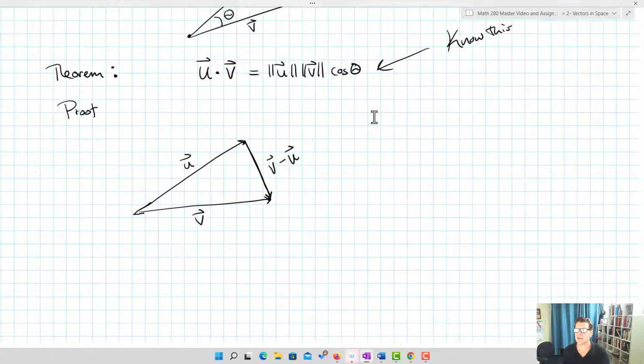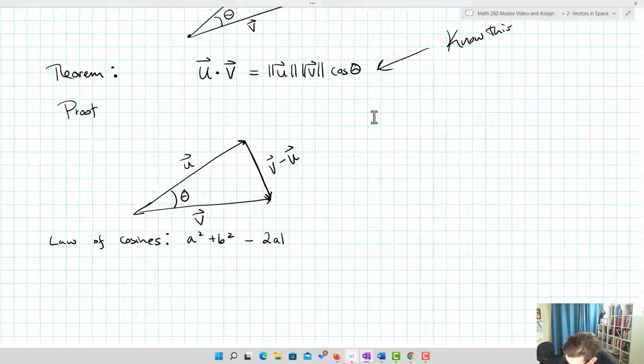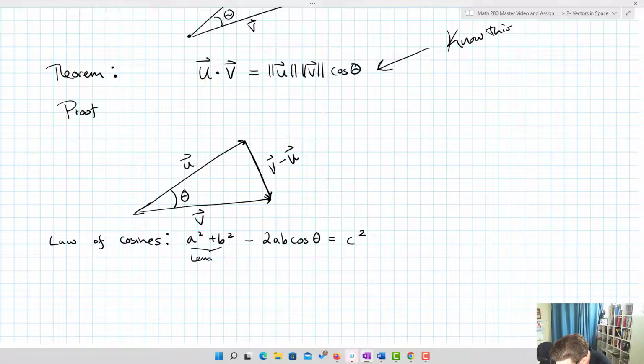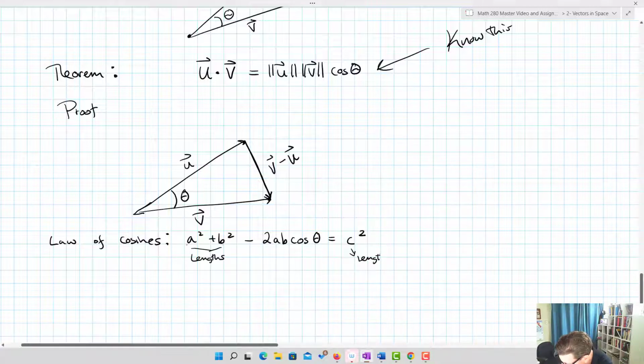What I'm going to do first is utilize the law of cosines. If you remember, the law of cosines essentially said if I have 3 sides, a, b, and c, and here's theta, then a squared plus b squared minus 2ab cosine theta is going to equal c squared. And that's essentially the relationship that we have here. We can go in here and replace a and b. These are lengths of sides, as is c squared. That's also a length.